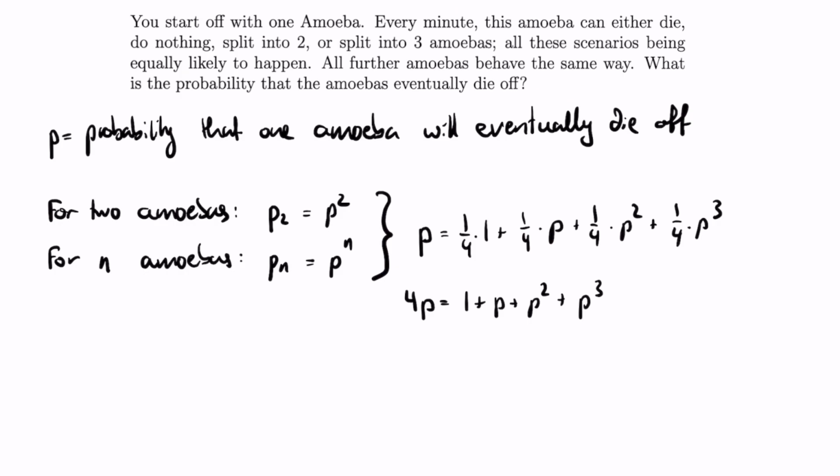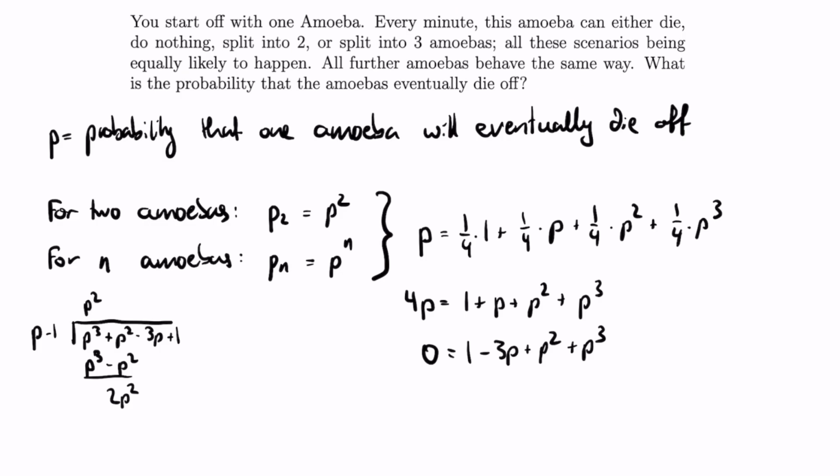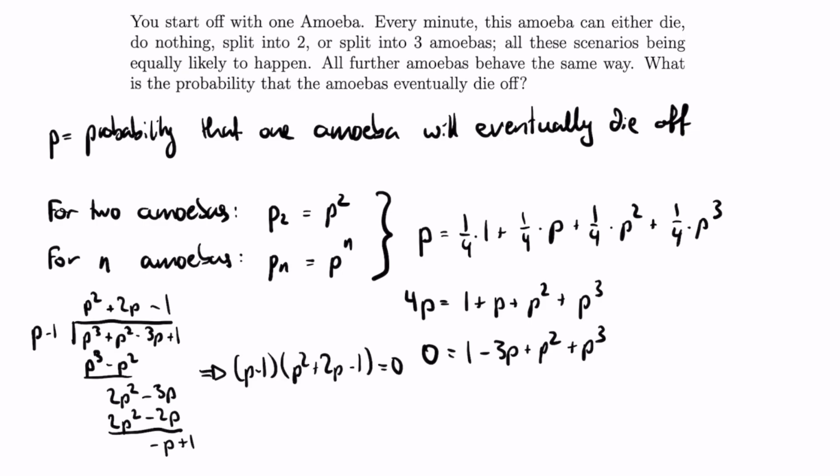Then we'll subtract 4P from both sides to get 1 minus 3P plus P squared plus P to the third is equal to 0. Since this is a polynomial of degree 3, we'll likely get more than one value for P, but we'll see that only one of them will really make sense. Now let's try to divide this expression by P minus 1. Using long division, we'll get P squared plus 2P minus 1, which means that P minus 1 times P squared plus 2P minus 1 is equal to 0.